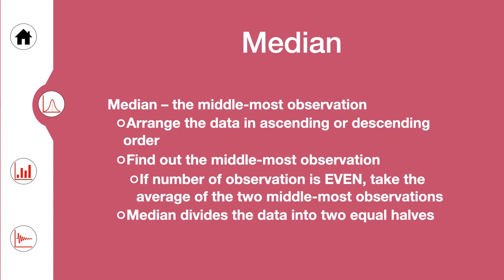Next we have the median. This is the middlemost observation. That means that it lies exactly at the half of the distribution of your data. So 50% would be above the median and 50% of your data would be below the median. Okay? And to do this simply, you can arrange your data in ascending or descending order and find out the middlemost observation. Right? Let's take an example.